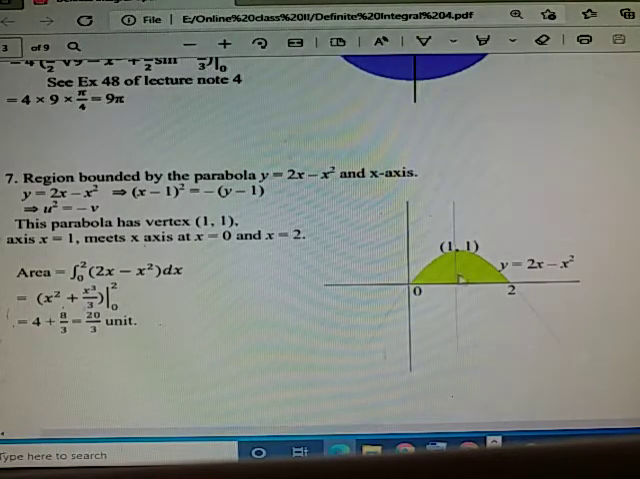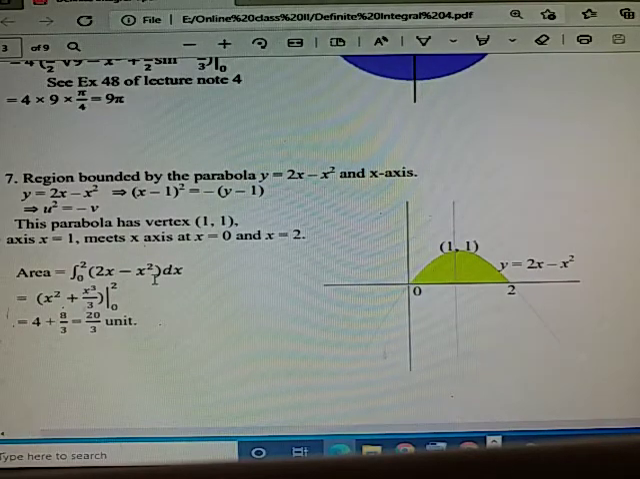So we take twice x minus x square, and we find this integration. So it is x square minus x cube by 3, from 0 to 2. And the answer is 4 by 3.